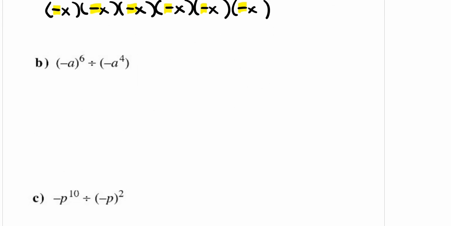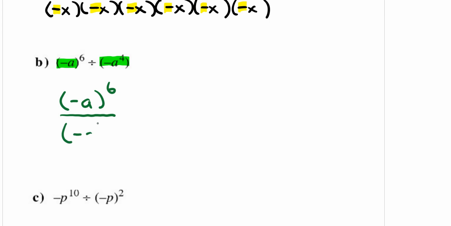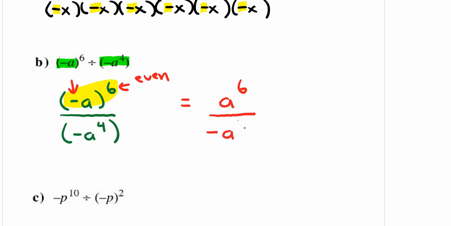Okay, let's move on to the next one here, letter B. Great news, everything is inside of a bracket for now. So I have -a in the brackets to the power 6, all divided by -a to the power of 4. What we're going to try to do here is simplify this top expression right there. Once again, if you have a negative sign inside the bracket and you have an even power on the outside, you can rewrite this as just a to the power of 6, and the bottom is just going to be the -a to the power of 4.